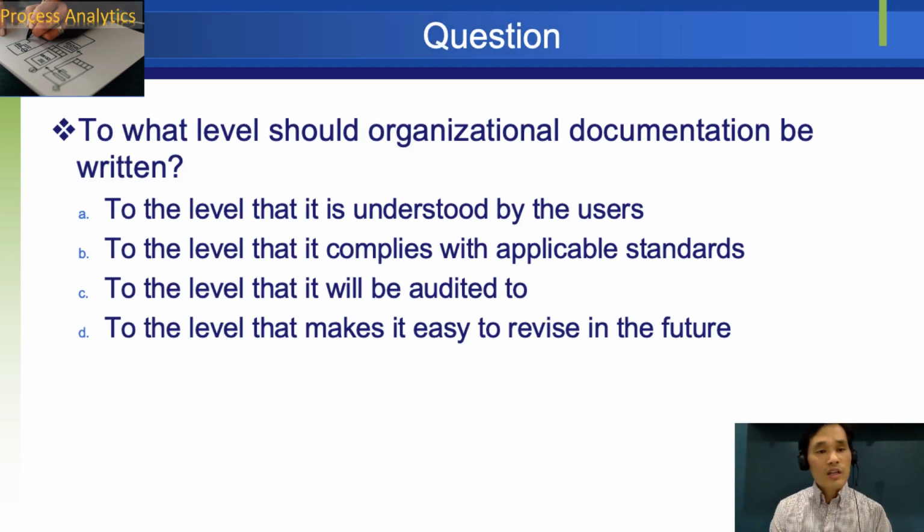Question: to what level should organizational documentation be written? A, to the level that is understood by the users. B, to the level that it complies with applicable standards. C, to the level that it will be audited to. D, to the level that makes it easy to revise in the future. The answer is A. To make it a living document, it should be understood by the users and accessible to everyone.